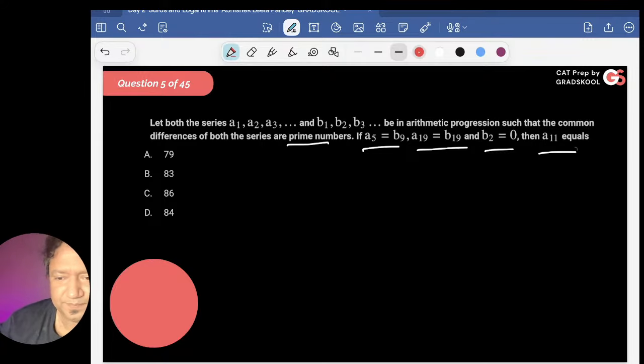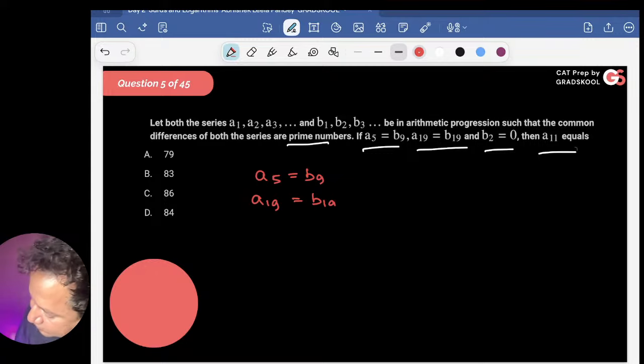चलो देखते हैं. Let's see. So there are two arithmetic functions such that, okay, all right. Common prime numbers हैं, okay, ठीक है, चलो बहुत अच्छी बात है. A5 is given as is equal to B9. Nice. A19 is equal to B19. That's also good. B2 is 0. That's what we know. Okay.